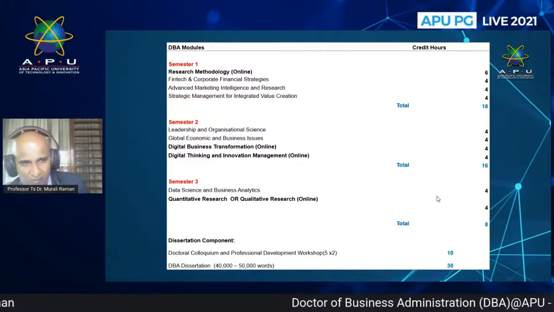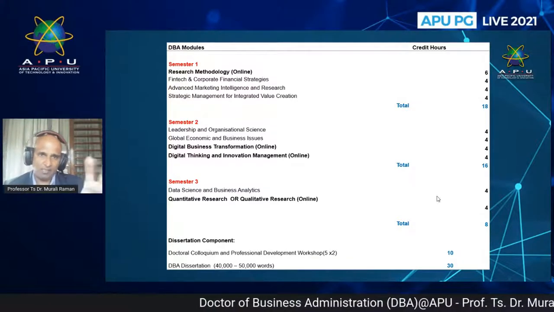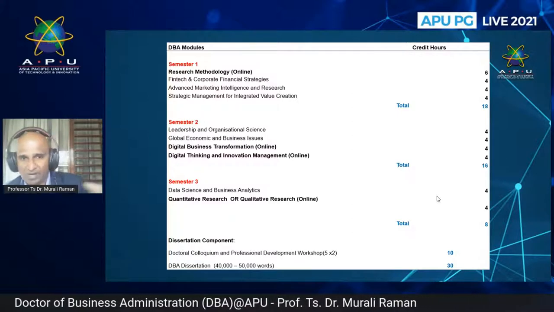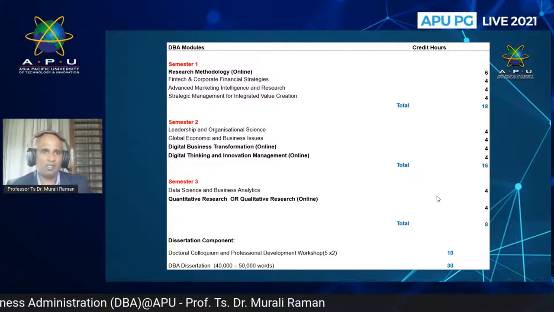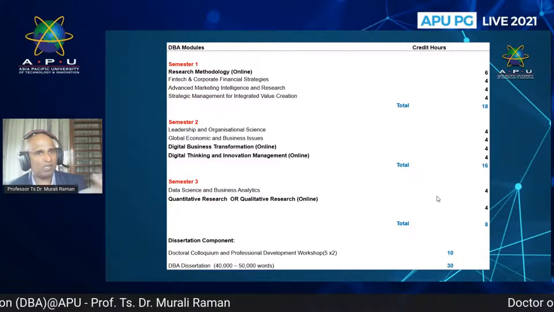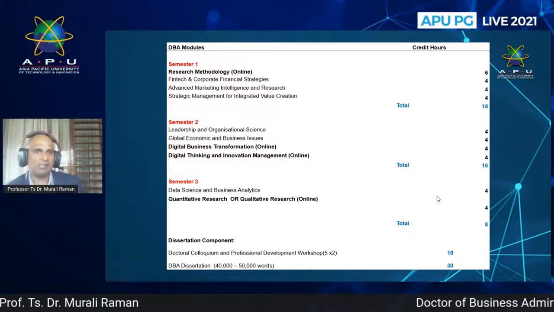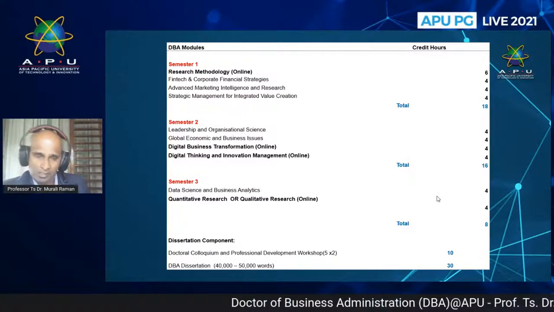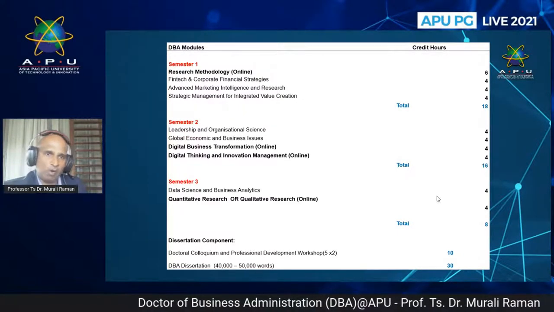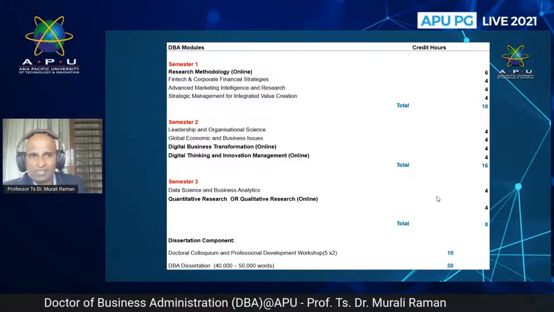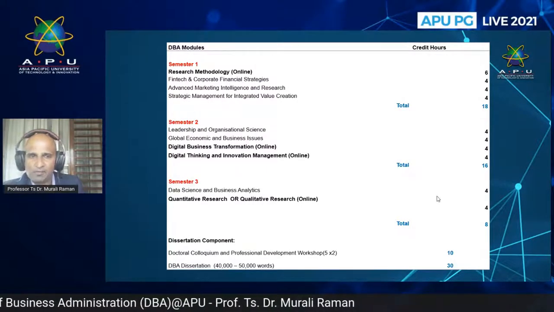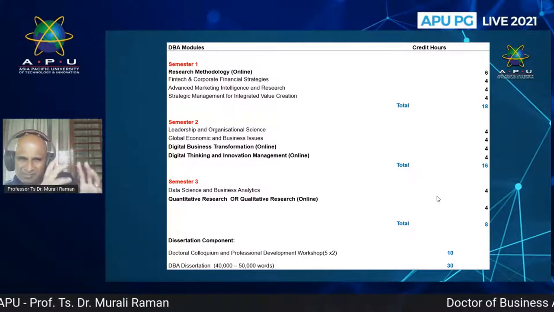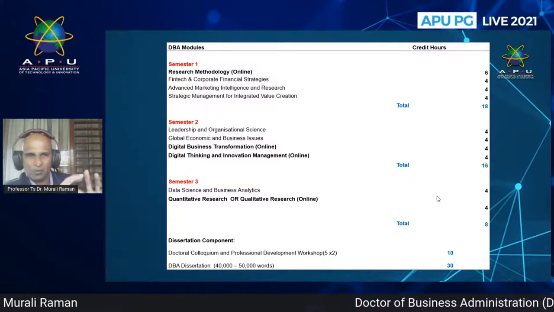In this first semester, this may not be the actual order, but in principle we've agreed to offer the subjects in that sequence. The sequencing between research, fintech, advanced and strategy for semester one could have some interchange, because we may not want our students to look at research first without understanding things like strategy. In terms of structure: research methodology, fintech and corporate financial strategies, advanced marketing intelligence and research, strategic management, integrated value chain, value creation. So it's very finance and strategy oriented in semester one.